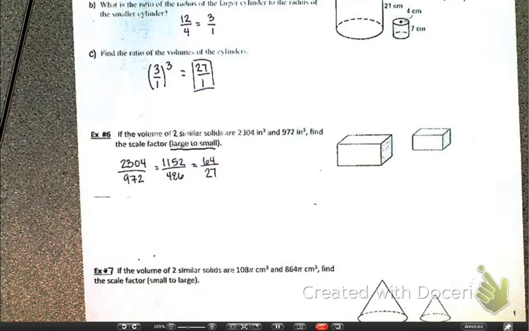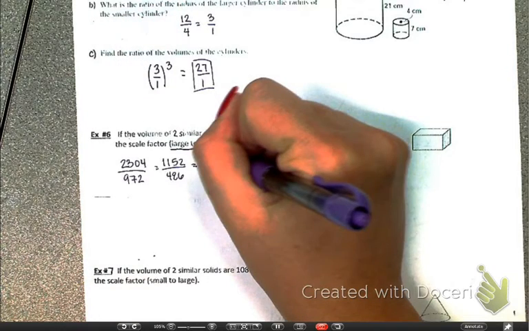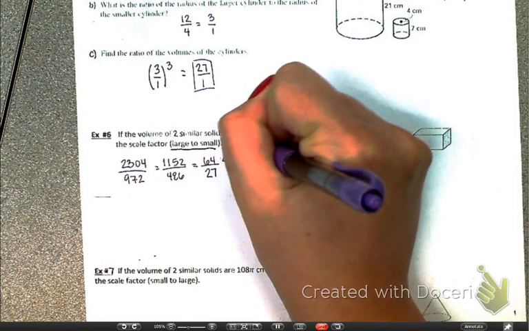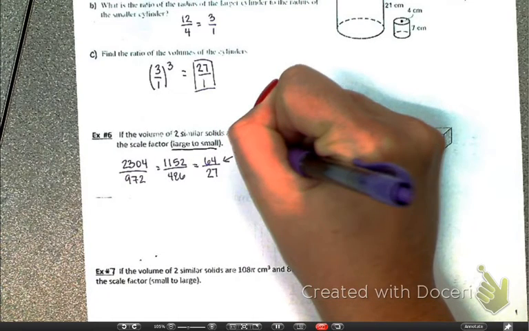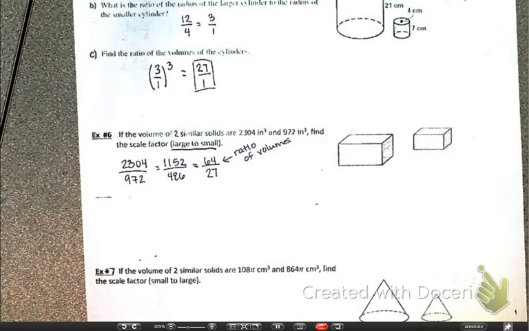Can you think of anything else that goes into 64 and 27? No. Okay, so that's all the way reduced. This right here is your ratio of volumes. Okay, we took our volumes and we reduced it, right? So it's a ratio of those volumes. Are you okay with that?